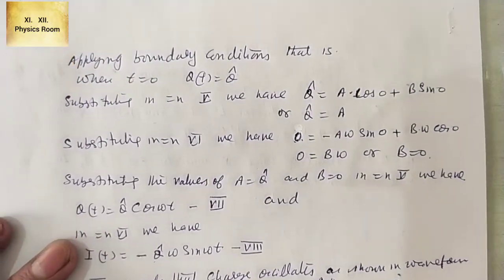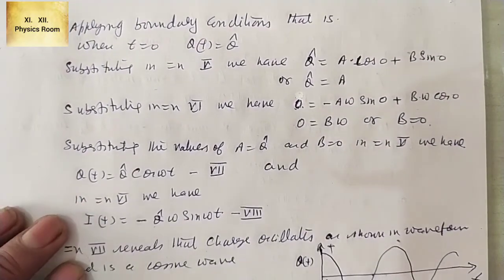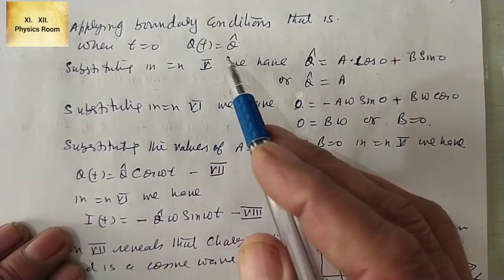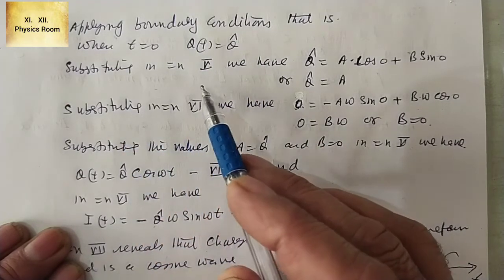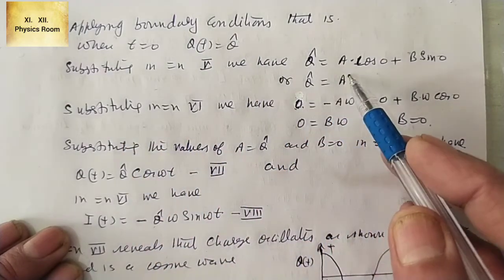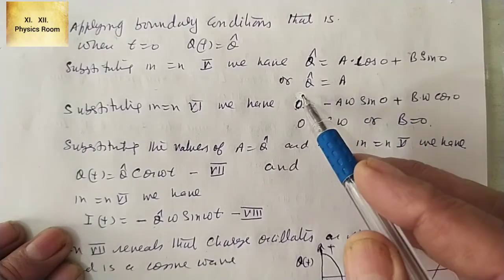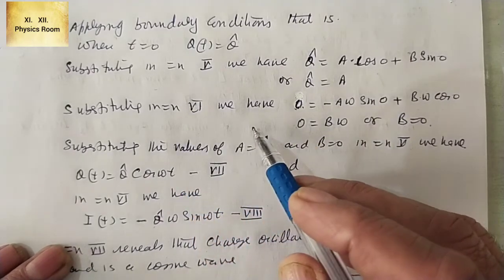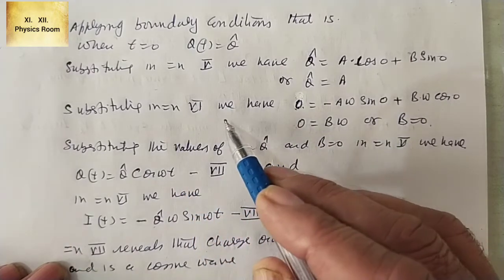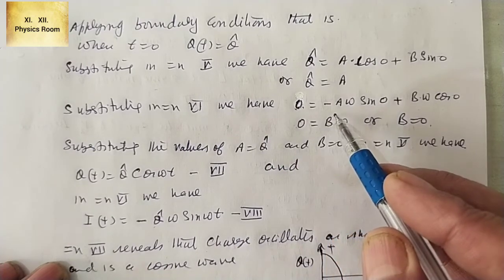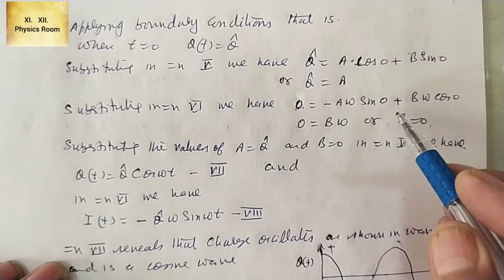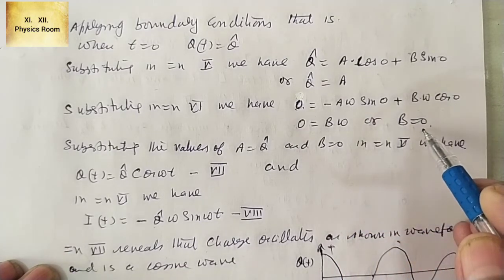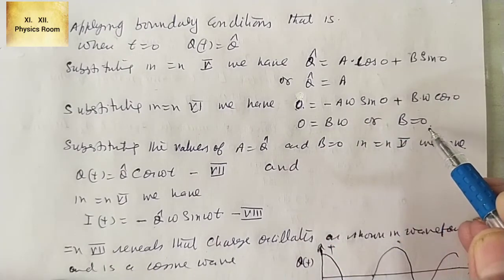Now applying boundary conditions, that is when t is 0, then q(t) will be equal to q max. Now substituting in equation 5, we have q max is equal to A cos 0 plus B sin 0, or q max will be equal to A. Substituting in equation 6, we have 0 is equal to minus A omega sin 0 plus B omega cos 0, or 0 is equal to B omega, or B equal to 0. So A is equal to q max, B is equal to 0.